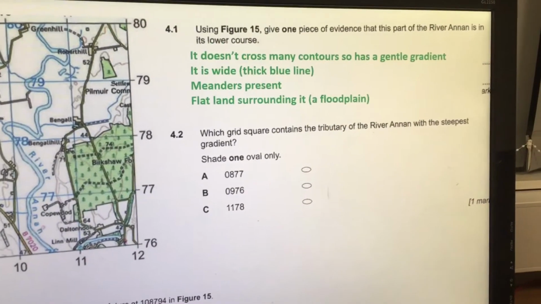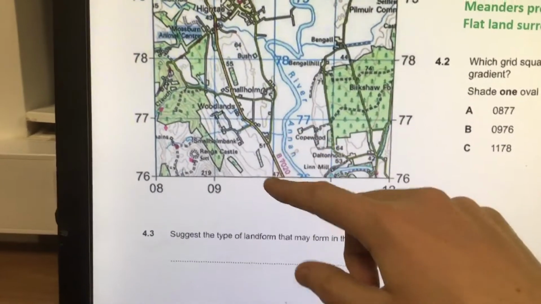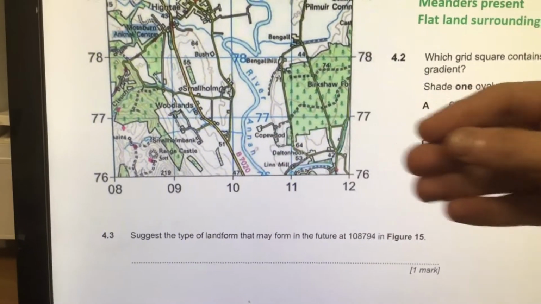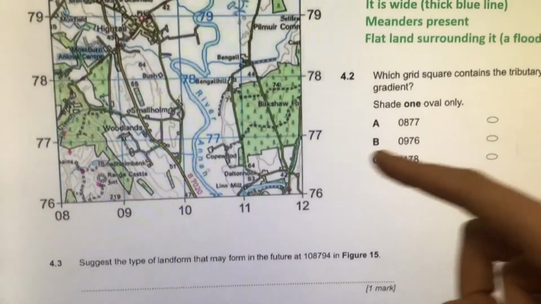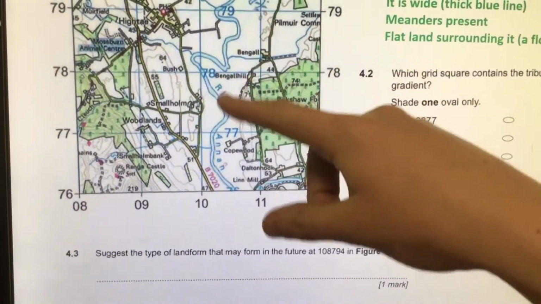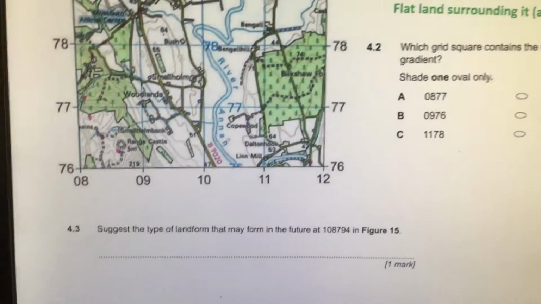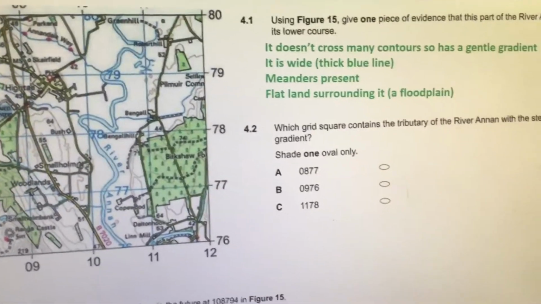So you could say it doesn't cross many contours, so has a gentle gradient. So the contours are the thin brown lines on the map which show a change in height of about 10 metres usually. And because there aren't many of those where the river is, you know that it's fairly flat land, which suggests it's the lower course.